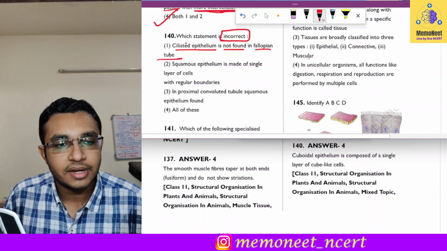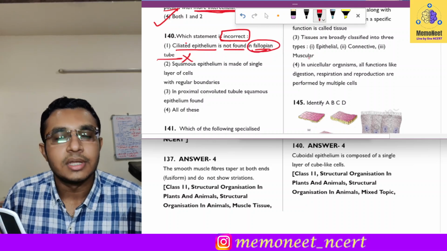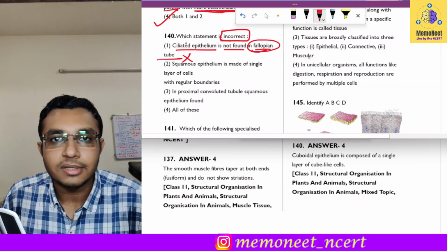So is this correct? No, this is incorrect. Why? Because in the fallopian tube, the ciliated columnar epithelium is found. So this statement is incorrect. The second statement is squamous epithelium is made of single layer of cells. Now see, this statement is also incorrect.